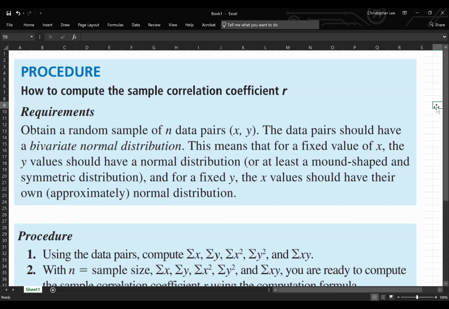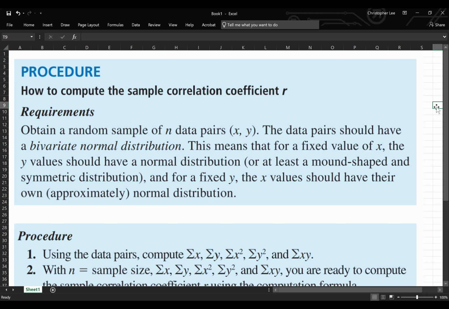No problem. All right, so just picking up where we left off yesterday. We're gonna talk about a procedure. I'm gonna give you guys a procedure of how to compute the sample correlation coefficient R. So the requirements: obtain a random sample of n data pairs, X and Y. The data pairs should have a bivariate normal distribution.